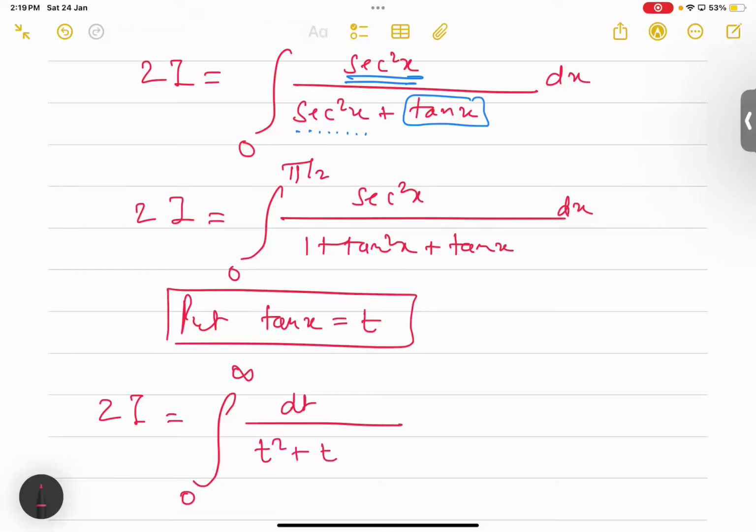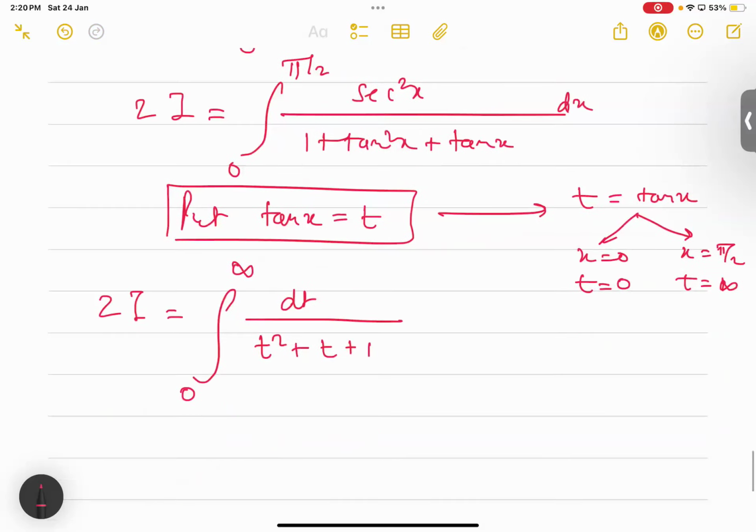So this will be t square plus t plus 1, right? How did it become 0 to infinity? Changing of limits, because it is a definite integral. t is equal to tan x. x equal to 0, x equal to 90. Tan 0 is 0. Tan 90 is not defined.